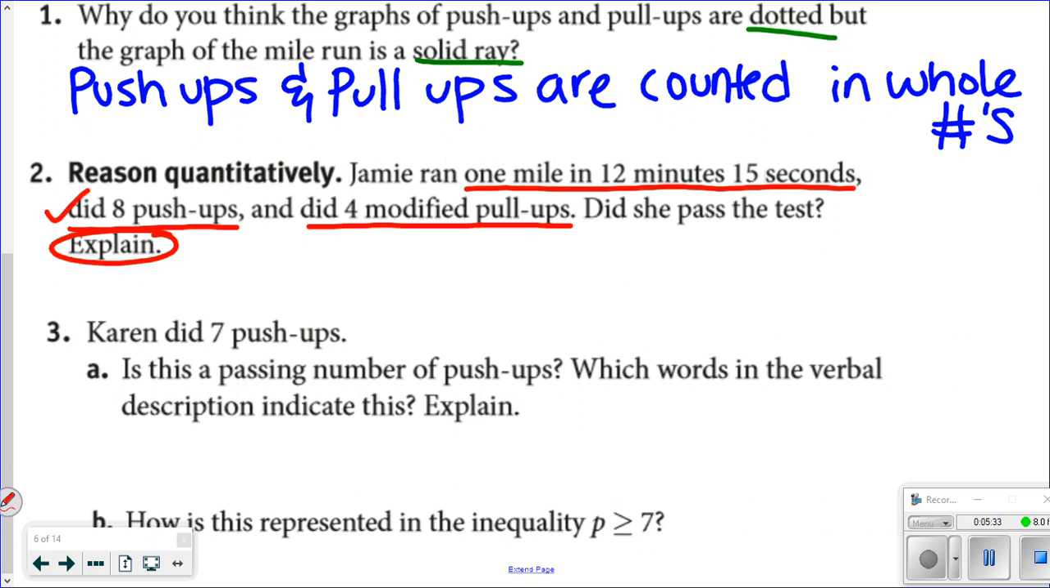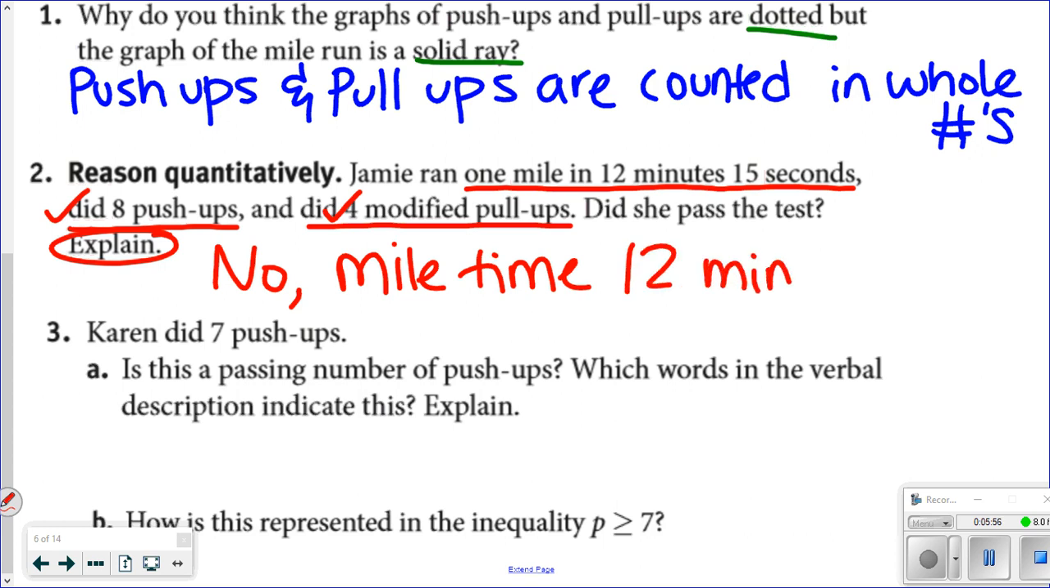So her 8 push-ups count, that's at least 7. Her 4 modified pull-ups count, that's at least 4. But remember, our mile time has to be 12 minutes or less. So this is no because of her mile time. It has to be 12 minutes or less.